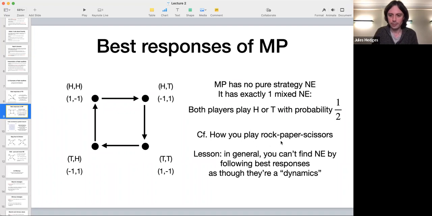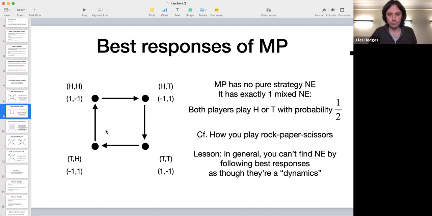This should be intuitive if you think about how you actually play rock, paper, scissors in real life. Namely, you would play rock, paper, or scissors with probability 1/3. This is how people actually play, at least if they're amateurs. And mixing probability 1/3, 1/3, 1/3 is in fact the Nash equilibrium of rock, paper, scissors.